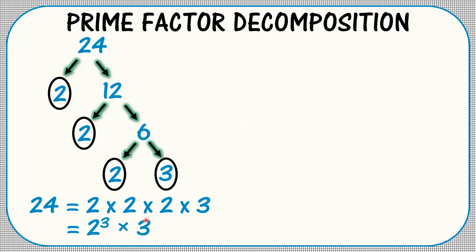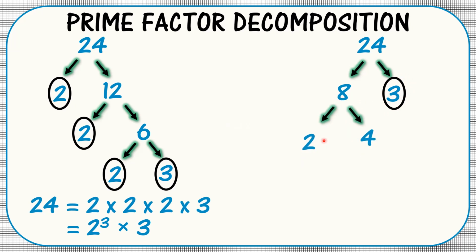A common question is, are there any specific numbers which you should always choose at the start? So let's pick two different numbers. We're going to pick 8 and 3. Is 8 a prime number? No, it is not. Is 3 a prime number? Yes, it is. So we'll put a circle around 3 and let's break this 8 down even more. 8 can also be written as 2 times 4.